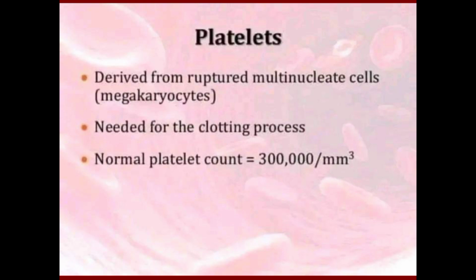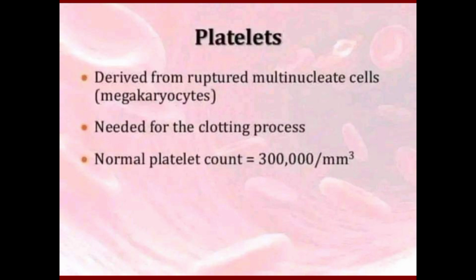The third formed element is platelets. Platelets are derived from ruptured multinucleate cells called megakaryocytes. They are needed for the clotting process. The normal platelet count is 3 lakh per cubic millimeter.